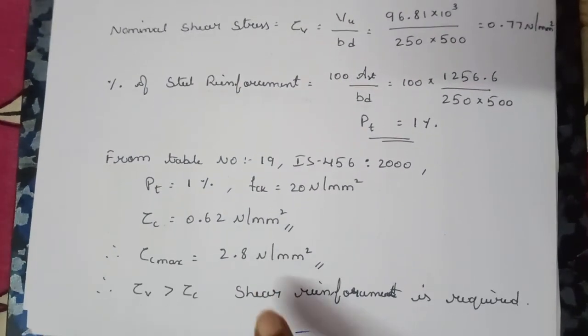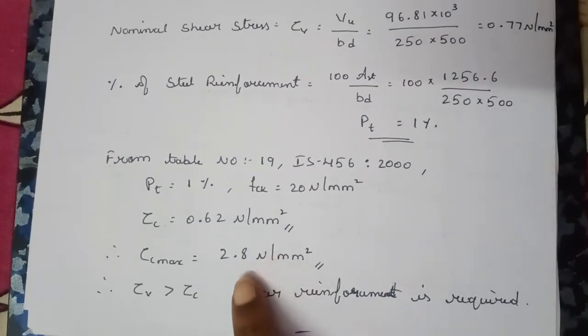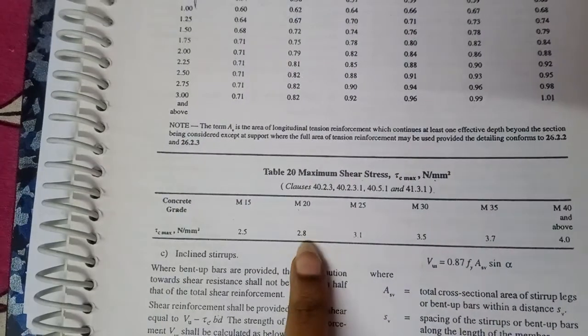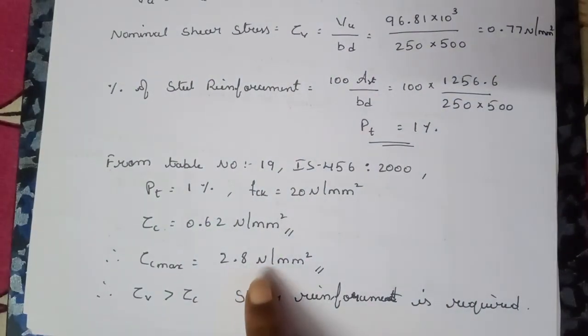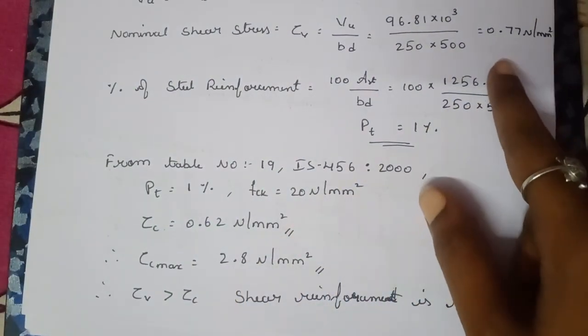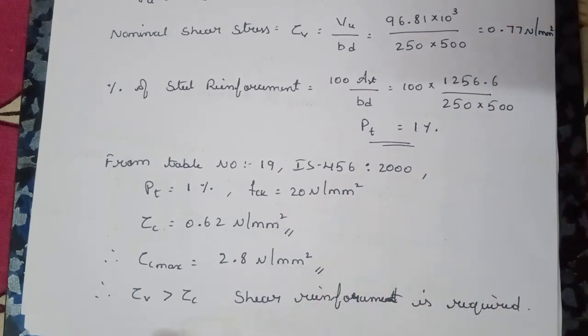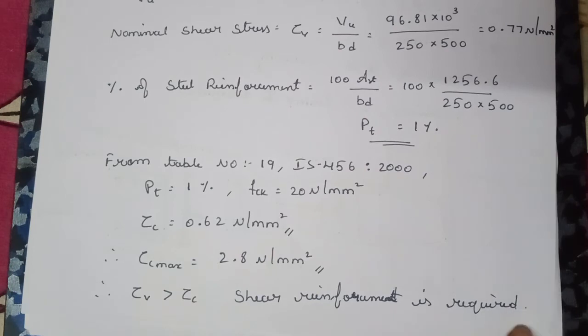But you need to compare these values with the maximum also. So the maximum is in the below table itself. This 2.8. Right, so now if this value was more than 2.8, you need to redesign it. Now it is safe, right? So now we need to compare between tau V and tau C. So tau V is greater than tau C, shear reinforcements are required. We need to design for it. If tau V was lesser than tau C, you need to give the nominal reinforcements.